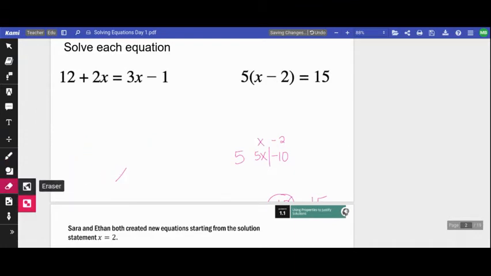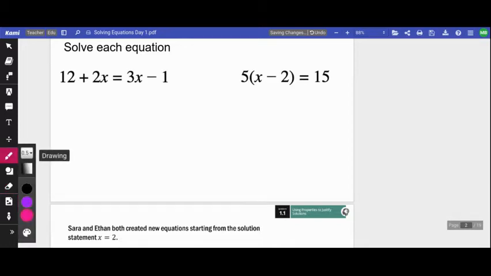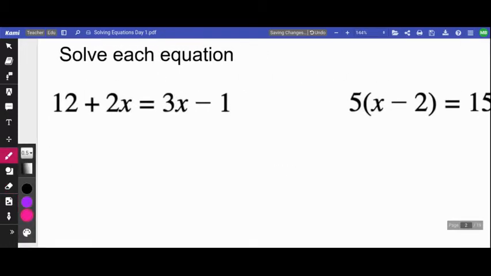Okay, on the next example, I have 12 plus 2x is equal to 3x minus 1. So this time I have variables on both sides of the equal sign. I also have numbers on both sides of the equal sign. Technically, it's your choice which one you want to start with, if you want to start with variables or just your integers, but I like to start with my variables. It tends to make it easier for me.